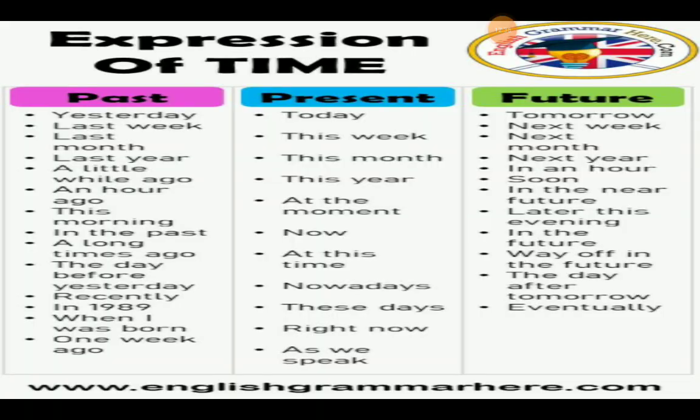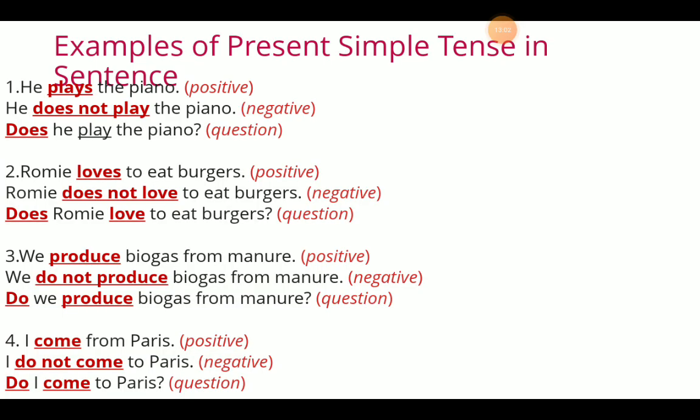And then, so these are the words: today, this week, this month, this year, at the moment, now, at this time, nowadays, these days, right now, as we speak. These are the timing phrases we usually use with the present tense. Okay, these words indicate whether the sentences are in present tense, right? And then some more examples of present tense we can see, then only it will be clear for you. Okay, you will be crystal clear in your understanding.